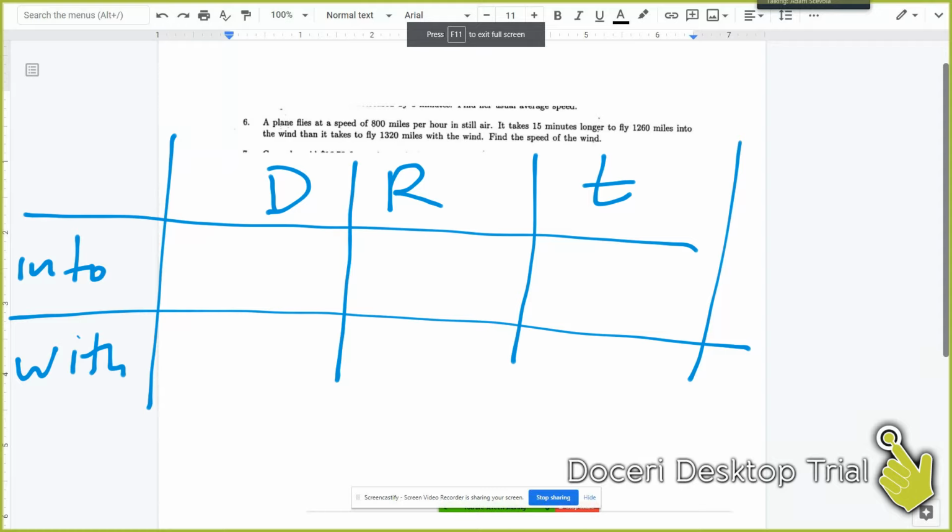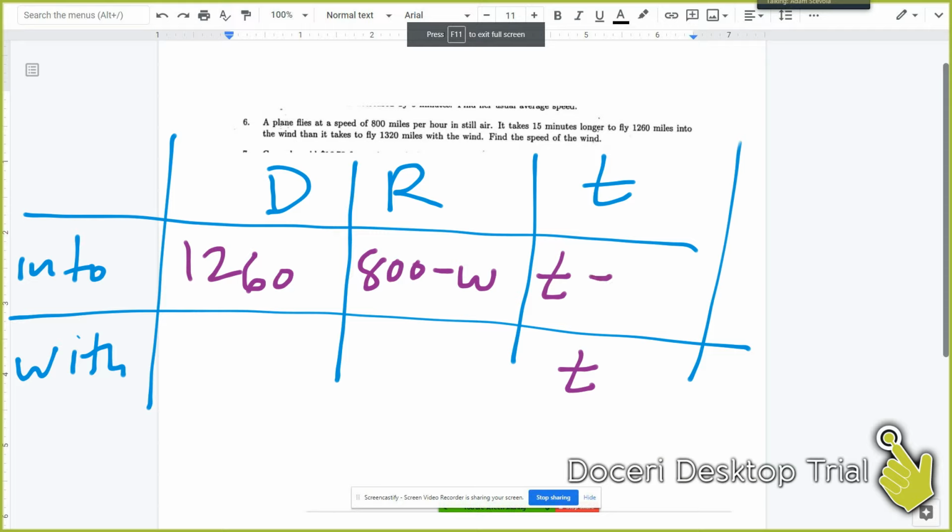Okay. It says you're flying 1,260 miles into the wind. So 1,260. If the plane is traveling 800 miles an hour, that's going to be our rate, but you also have to consider that you're going into the wind. So I'm going to subtract W because the wind is slowing you down. Now it says it takes 15 minutes longer to fly into the wind than it does with the wind. So I'm going to make the time with the wind T and make this T minus 15 minutes.